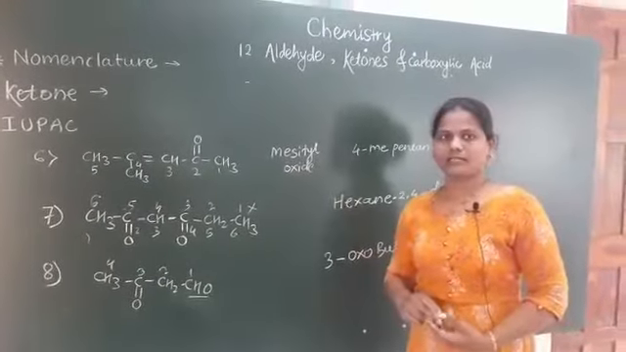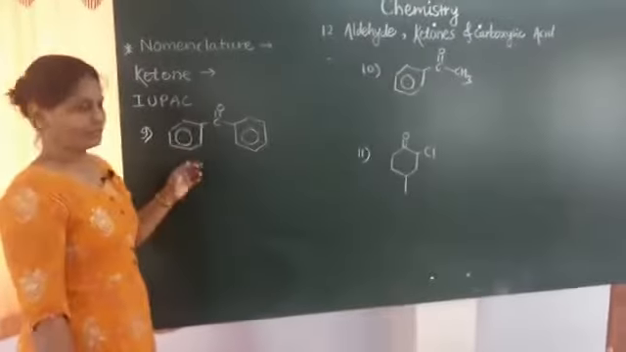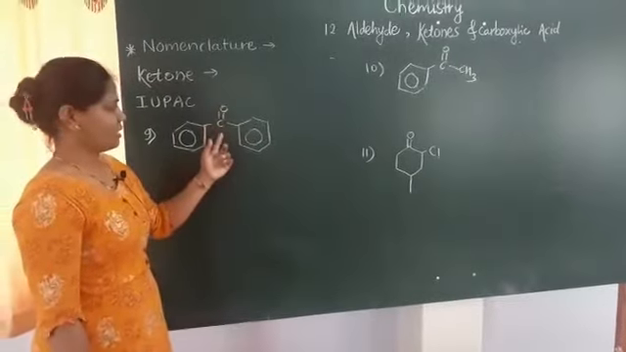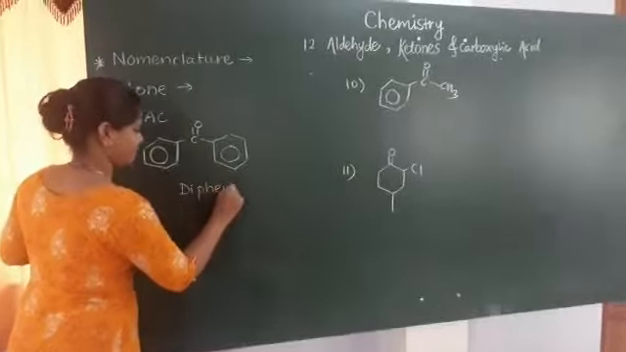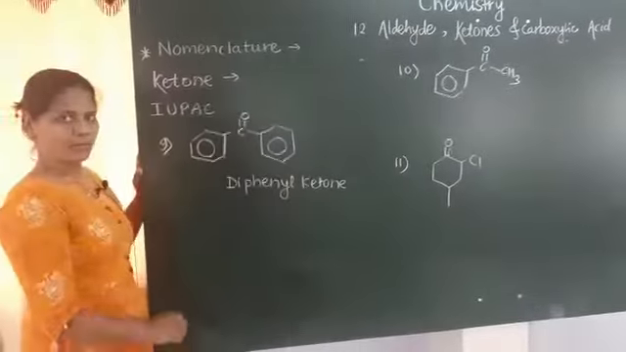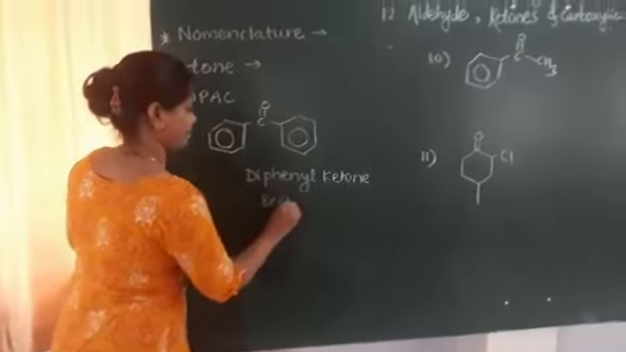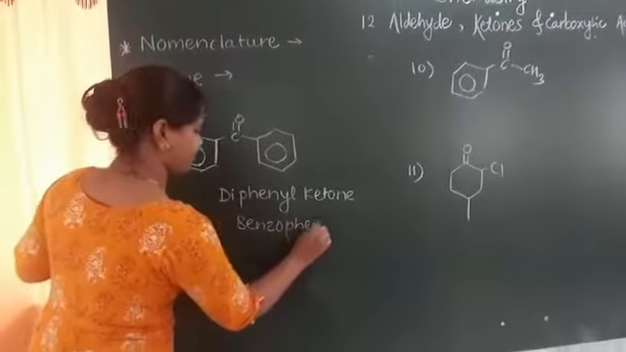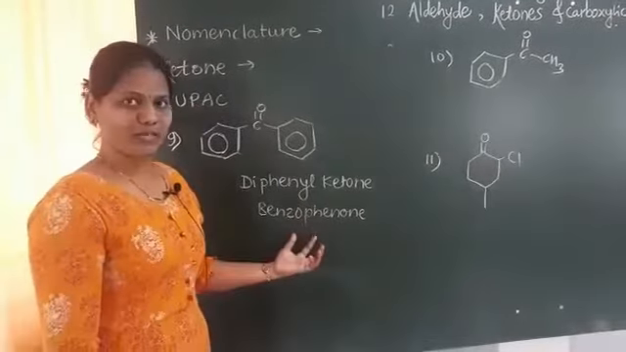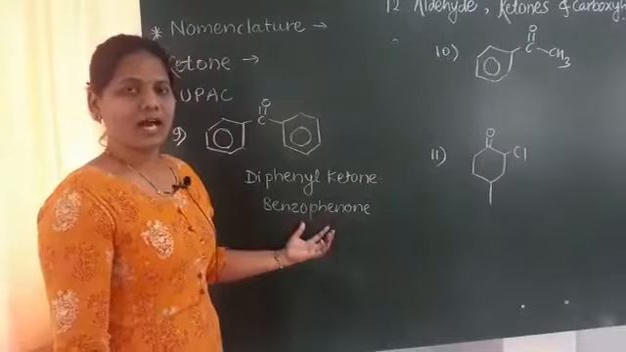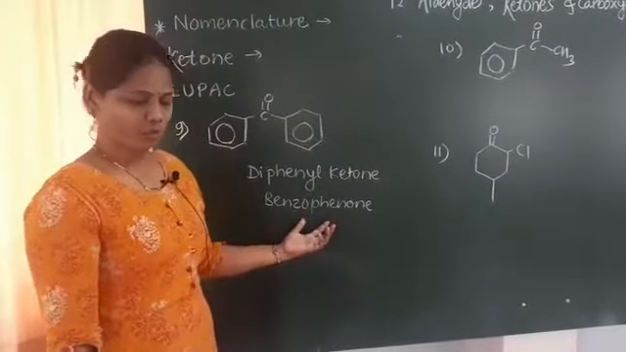Now we will see the next example. The ninth example. This is a simple ketone. Why a simple ketone? On either side of the carbonyl group, the same aryl group is attached. Then the name is diphenyl ketone. This is the common name, and the IUPAC name is benzophenone. Actually, this benzophenone is a common name, but IUPAC accepted this as an IUPAC name. Why? Because it is easy to use.